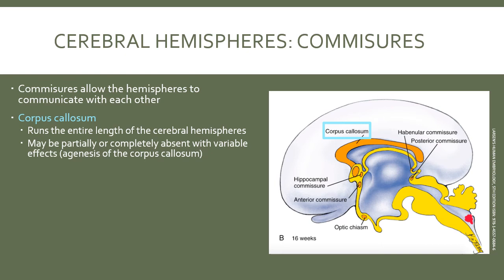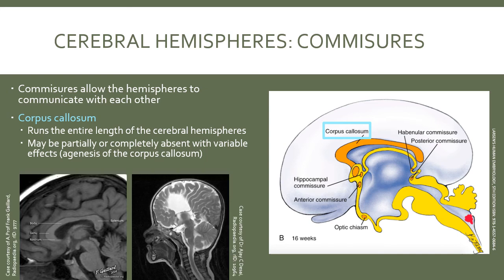And it can actually be absent, either partially or entirely, with extremely variable effects. To the degree where there are going to be some people who are missing the corpus callosum who function very normally, others that have intellectual disability, some that have seizures, some that are very impacted with very restricted function.